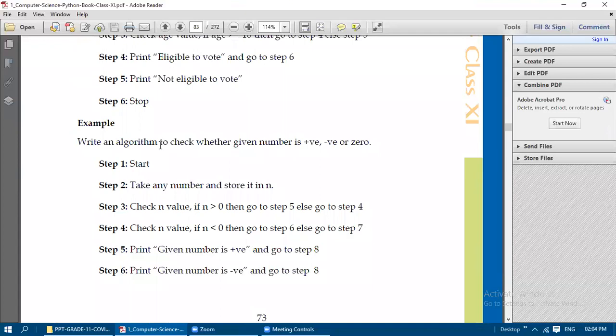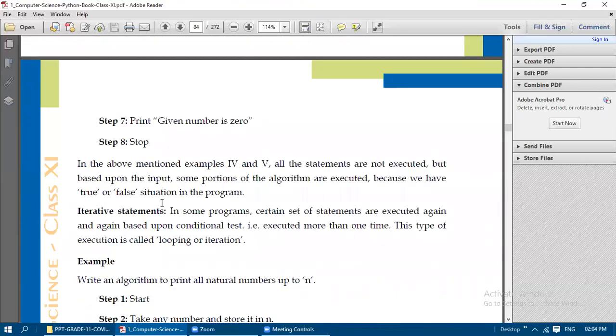So like that, in order to check whether the given number is positive, negative, or 0, you can write the algorithm in the following way. In the above two examples, all the statements are not executed, but based upon the input, some portions of the algorithms are executed because we have true or false situations in the program. Based on the input and the condition, some portions of the statements get executed and some are skipped.